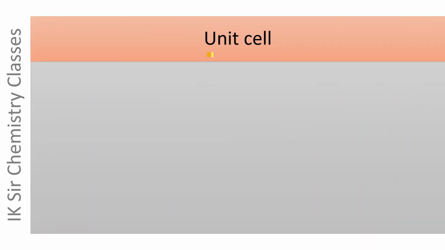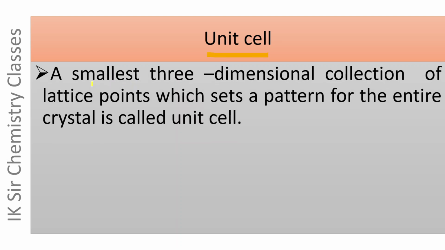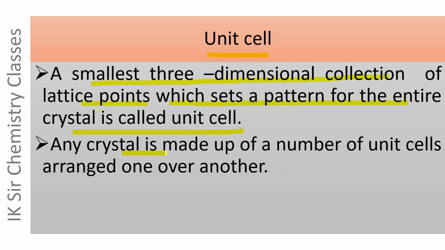Unit cell. The smallest three-dimensional collection of lattice points which sets a pattern for the entire crystal is called a unit cell. Any crystal is made up of a number of unit cells arranged one over another.